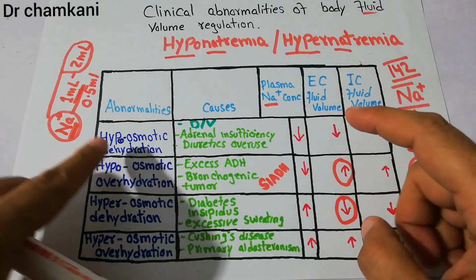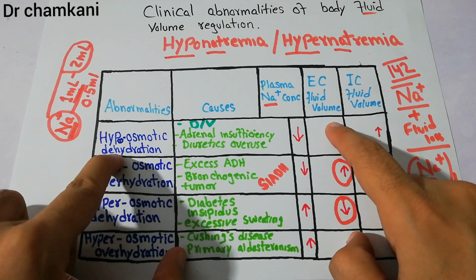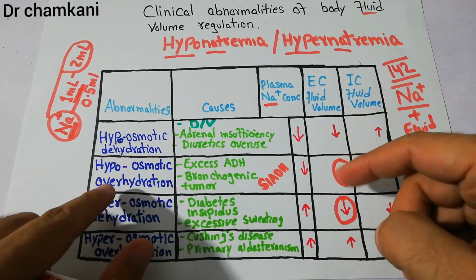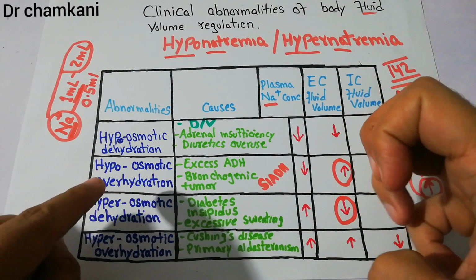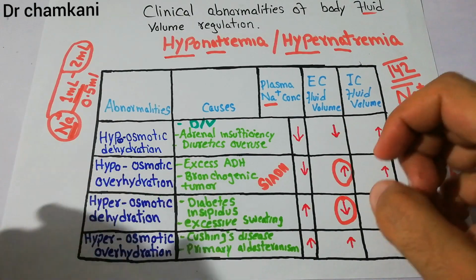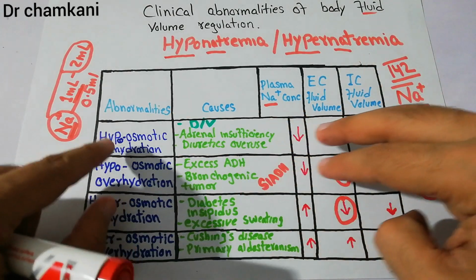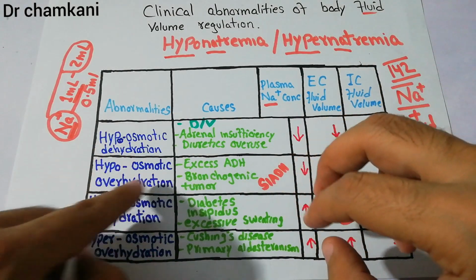Now, if that condition is associated with fall in fluid, it will be a dehydration, and if it is associated with increase in the fluid amount or absorption of a lot of fluid, then that will be associated with overhydration. So these conditions were associated with hypo-osmotic dehydration, hypo-osmotic overhydration.